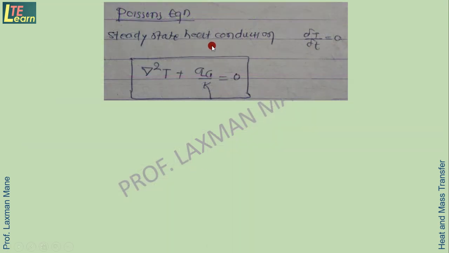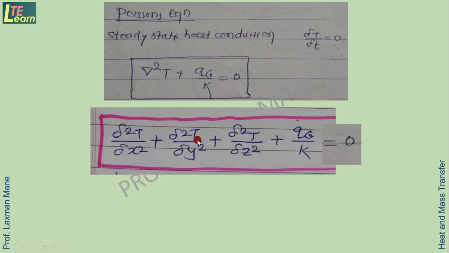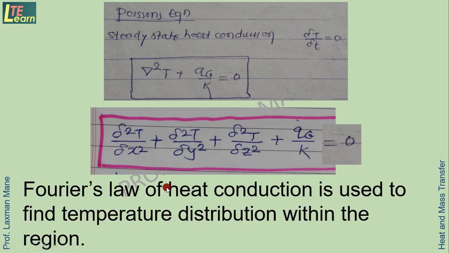When we consider steady-state heat conduction, ∂T/∂t is equal to 0. Then the equation is reduced to the form that is called Poisson's equation. So the equation becomes ∂²T/∂x² + ∂²T/∂y² + ∂²T/∂z² in the three coordinate system, plus the internal heat generation Q/K is equal to 0. Here Fourier's law of heat conduction is used to find the temperature distribution within the region.